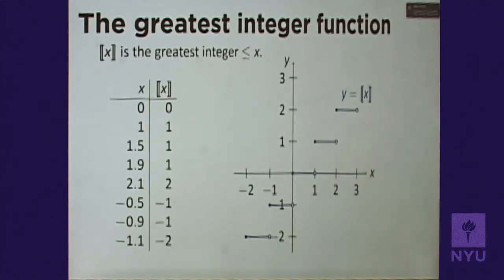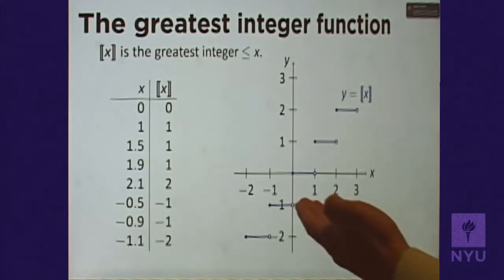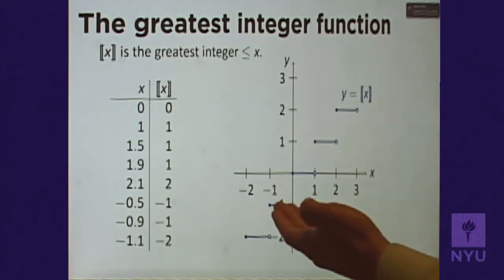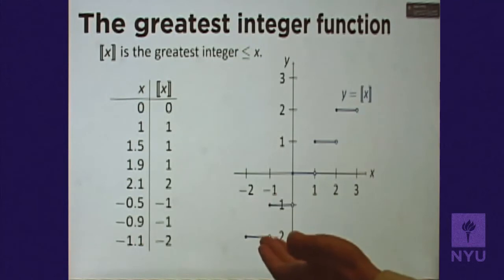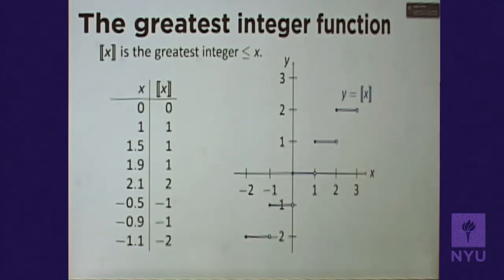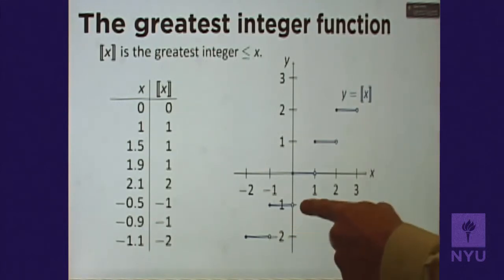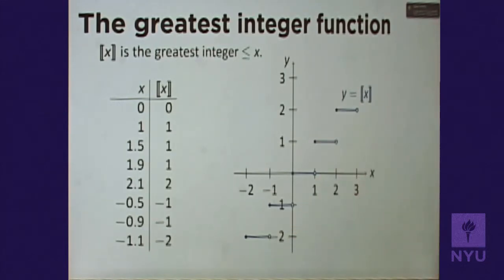The only thing to be careful about for the greatest integer function is when x is negative, rounding it down makes the number actually larger. So the greatest integer less than or equal to negative 0.5 is negative 1. The greatest integer less than or equal to negative 1.1 is negative 2. But if you look at the graph, you see we have this nice staircase pattern. And at each integer, we have a jump discontinuity.